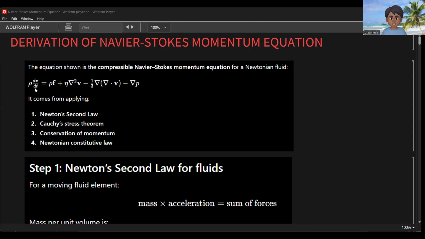So this is rho times acceleration. So we have the rho here times F, and we have the viscosity times the Laplacian of V minus 1/3 of the gradient times the divergence of V, minus the gradient of the pressure.